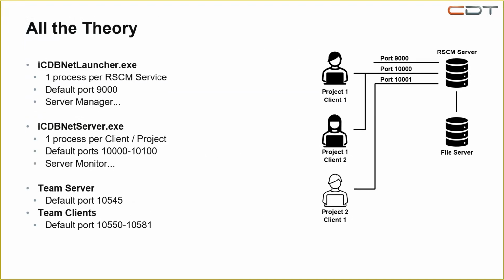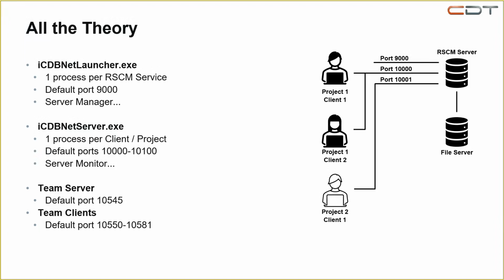Specifically, the RSCM server runs two processes to support concurrent design: ICDB Net Launcher.exe and ICDB Net Server.exe. The first process is ICDB Net Launcher. The RSCM server runs only one instance of this process. The process runs continuously as a service on Windows and as a daemon on Linux or Unix. ICDB Net Launcher process listens for clients to request access to a project on port 9000. This is the default port that can be changed in Server Manager.